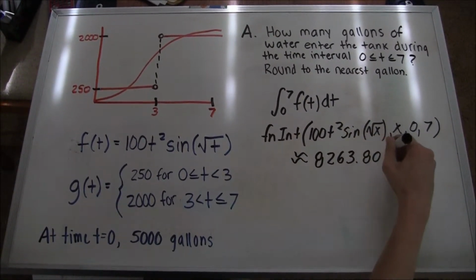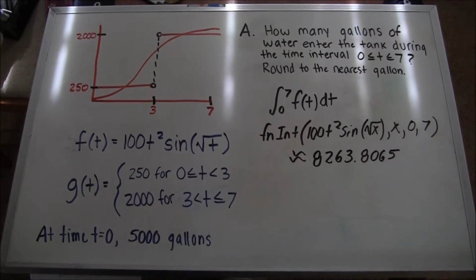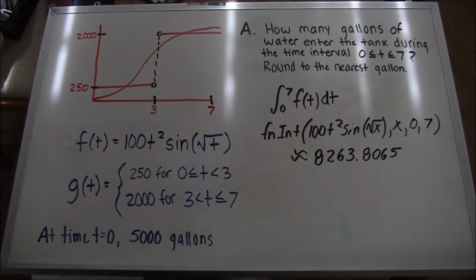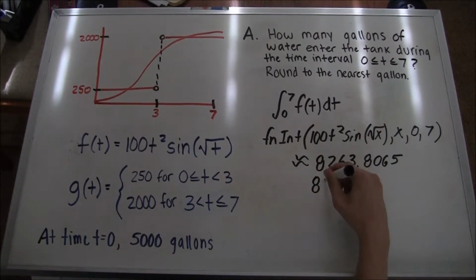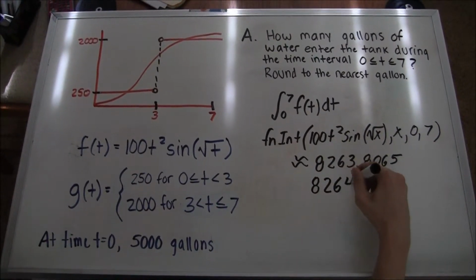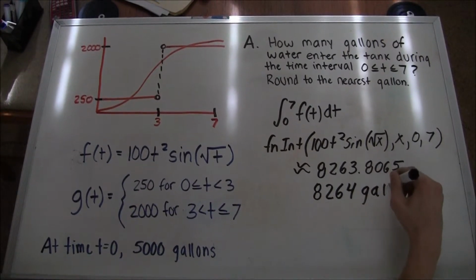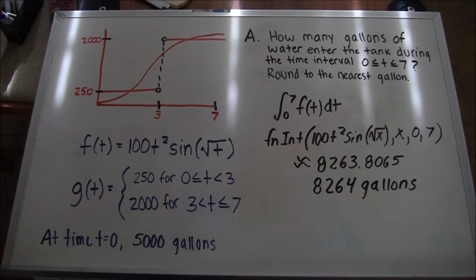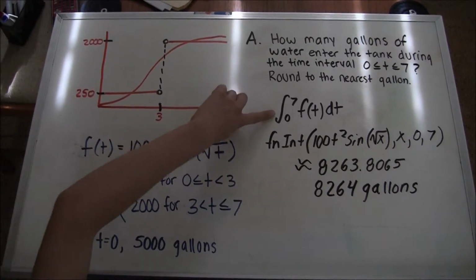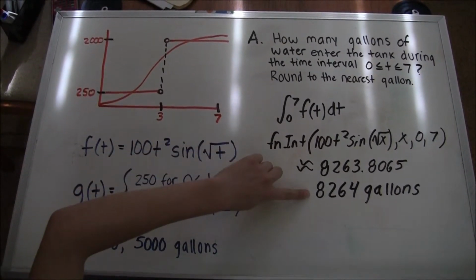8,263.8065 gallons. Since the problem asks for us to round to the nearest gallon, the solution will end up being approximately 8,264 gallons. On this particular part, you will gain 1 point for showing the integral and another point for the correct solution, rounded to the nearest gallon.